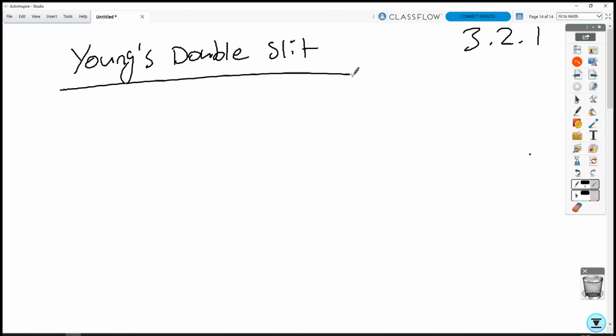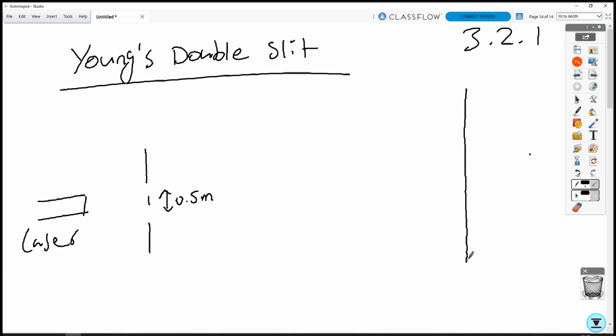Now to conduct this experiment, we're going to use a laser. Then we've got a double slit with a slit separation of about 0.5 millimeter. And we have a screen on the far side.